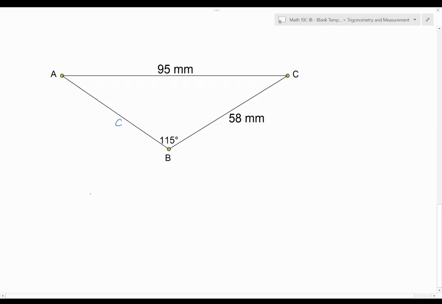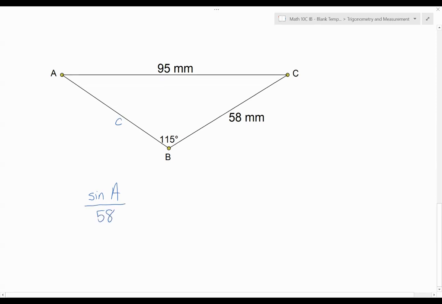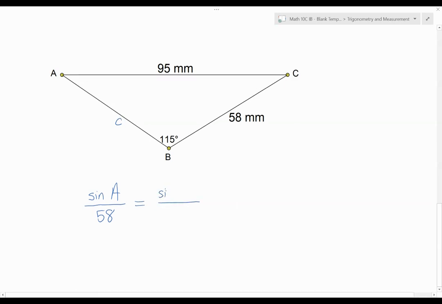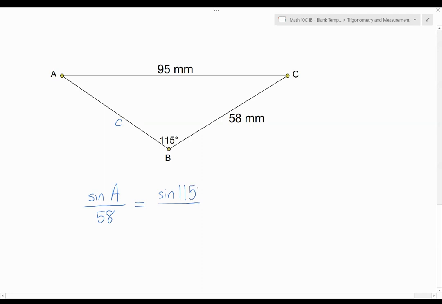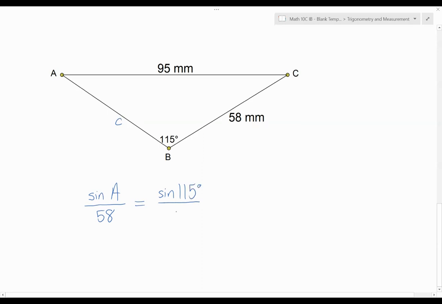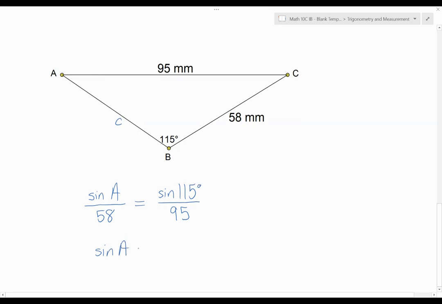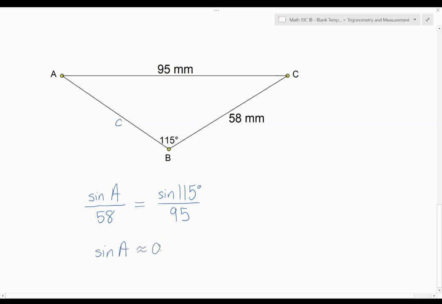So because I'm looking for angle A, I'm going to put the sine of A in the numerator of a fraction and divide that by the side length opposite it, which is 58. Now, because I put the sine of the angle in the numerator, I'm going to put the sine of 115 in the numerator here. And that gets divided by the length of side B, which is 95. So in this case, I'm going to take the sine of 115 divided by 95 and then times 58, which is equal to 0.553 roughly. Remember, that is not the angle, that is the sine of the angle. So the sine of the angle is approximately 0.553.